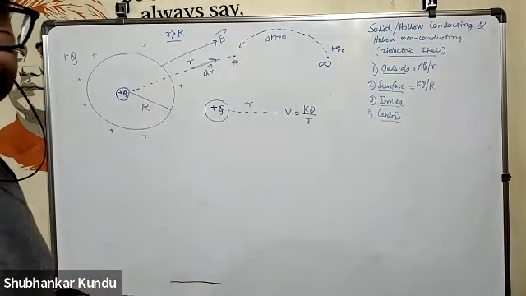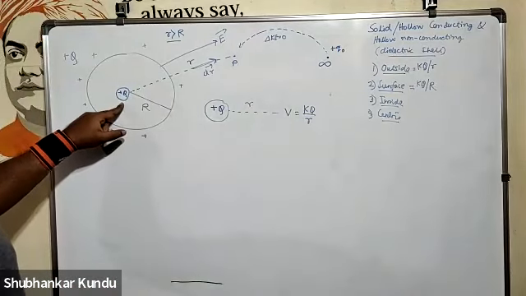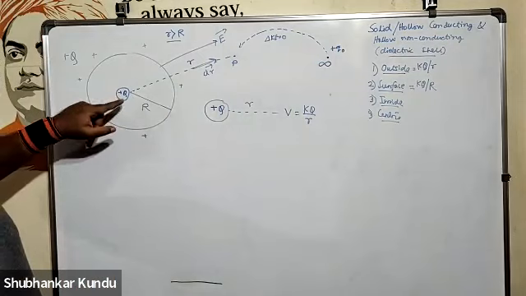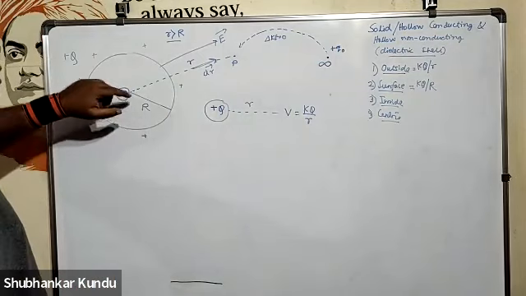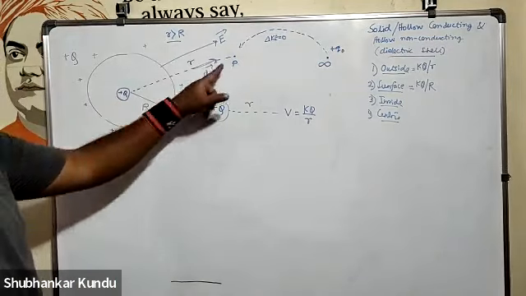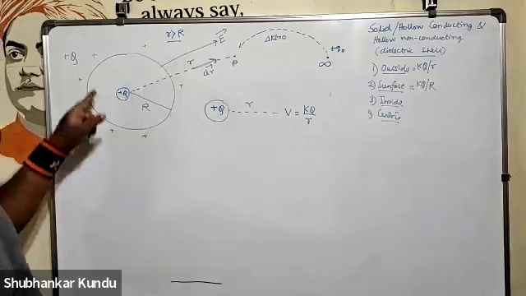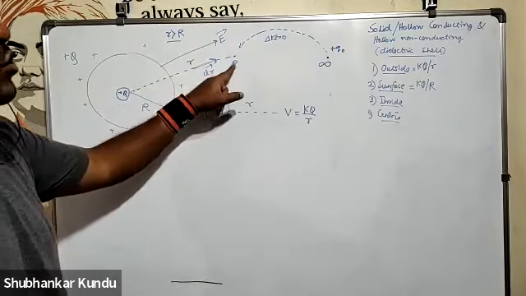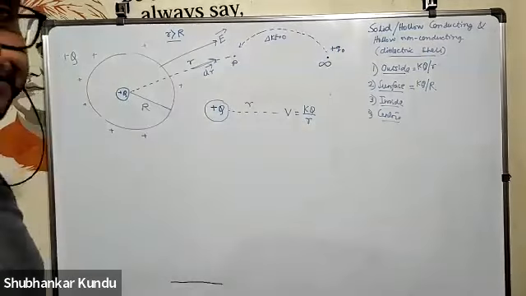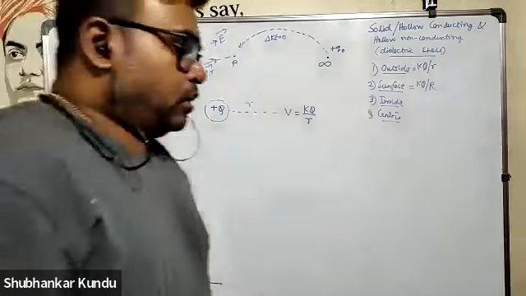Can I consider the charge is not on the surface, rather at the center of the sphere, as a point charge? At a distance of r from a point charge, the potential is kq upon r. We are imagining the entire charge to be a point charge at the center. At a distance of r, the potential is kq upon r. The same case we saw in the case of electric field also.